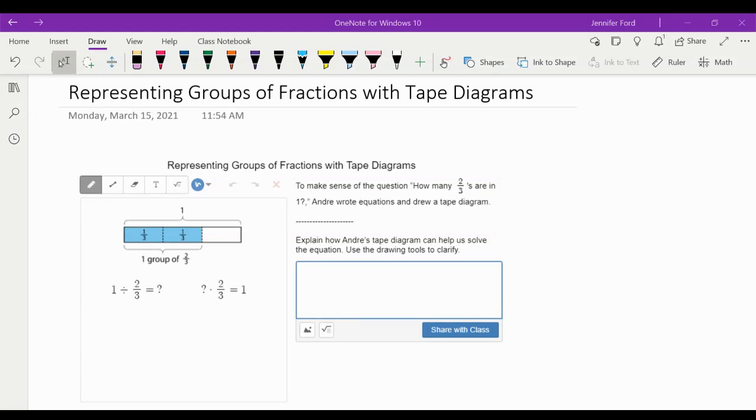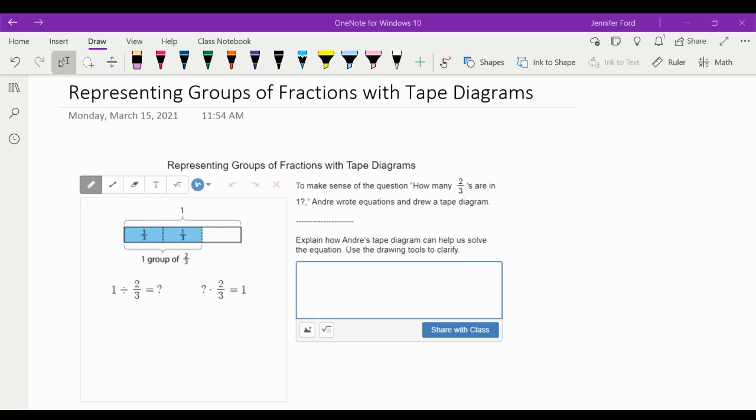Hi, this video is to help you make sure that you are on the right track on the how many groups. I'm going to do four examples from the middle of the lesson. All right, this is the first example.